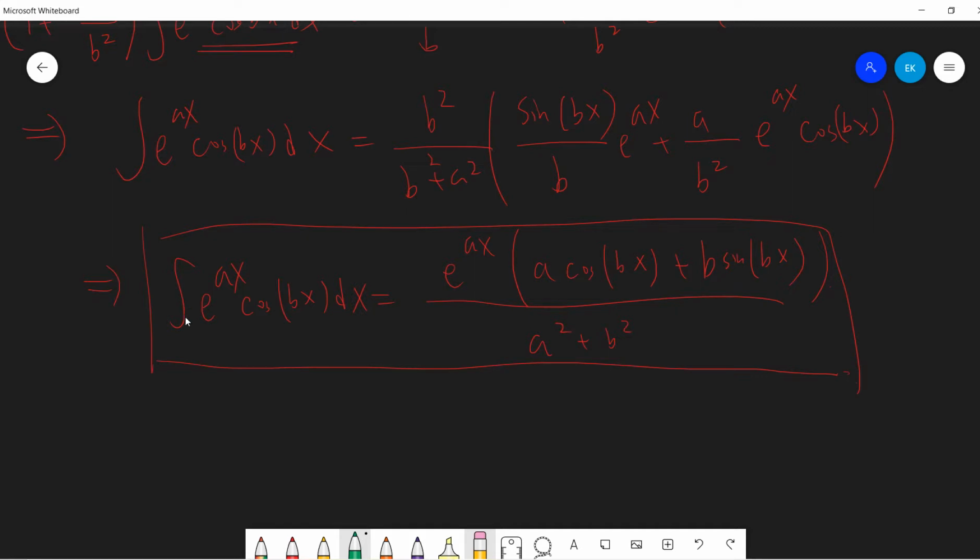So finally your answer is: the integral of exponential ax cosine bx dx equals exponential ax times a cosine bx plus b sine bx, divided by a squared plus b squared.